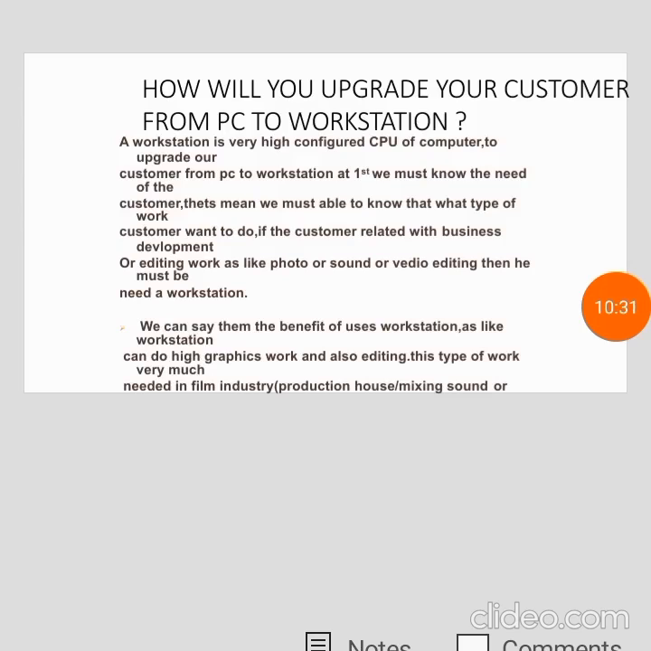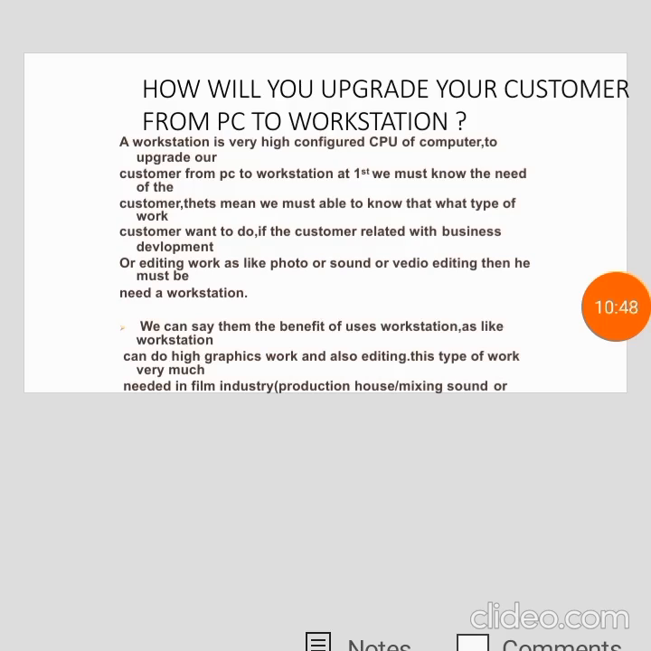Now, how will you upgrade your customer from PC to workstation? As we all know, a PC can be upgraded to a workstation. A workstation is a very highly configured CPU of the computer.